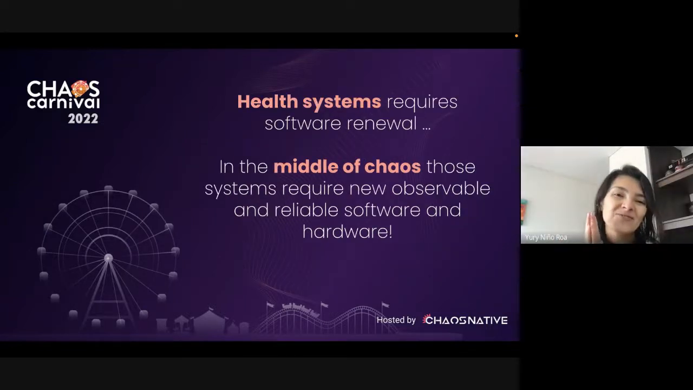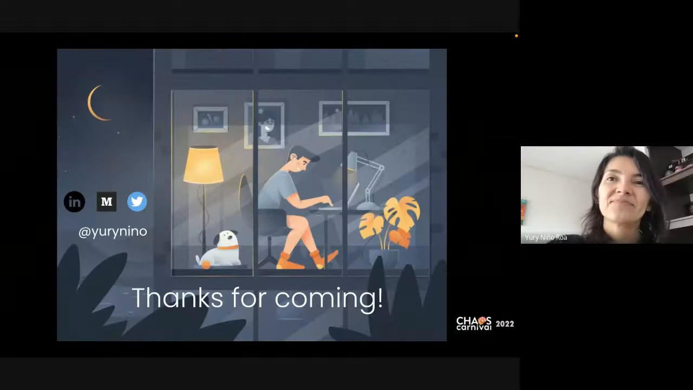So I would like to use another quote: "Health systems require software renewal, and this renewal includes chaos engineering. In the middle of the chaos, those systems require new, observable, and reliable software and hardware." So it's really important to keep this in our minds.